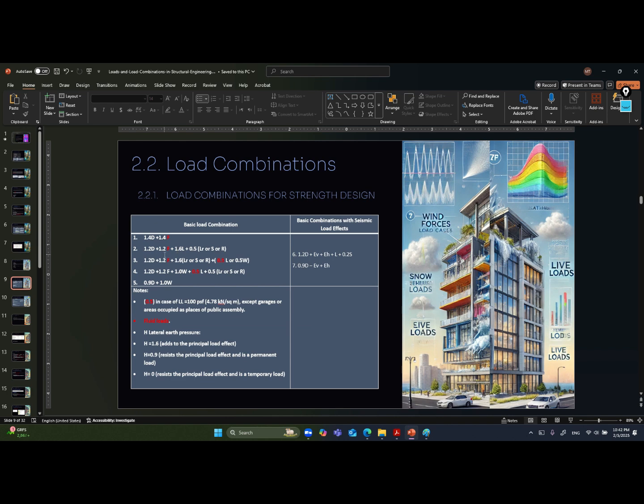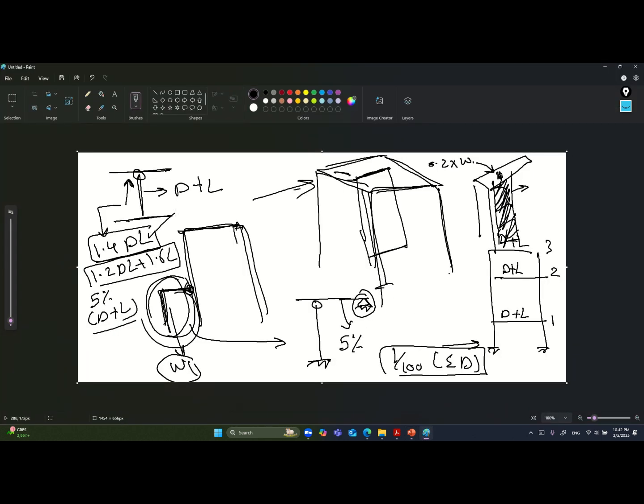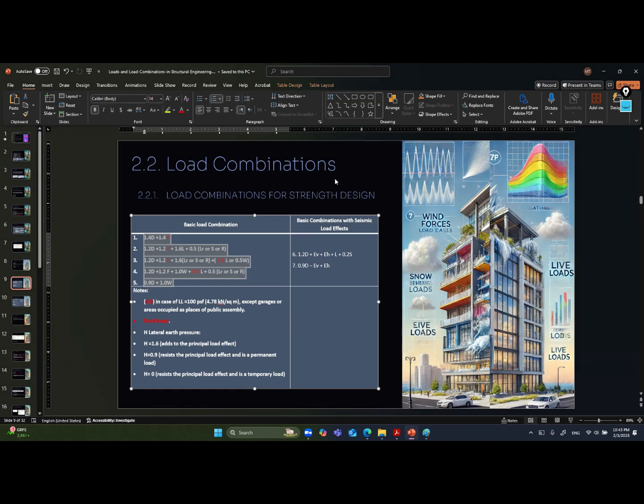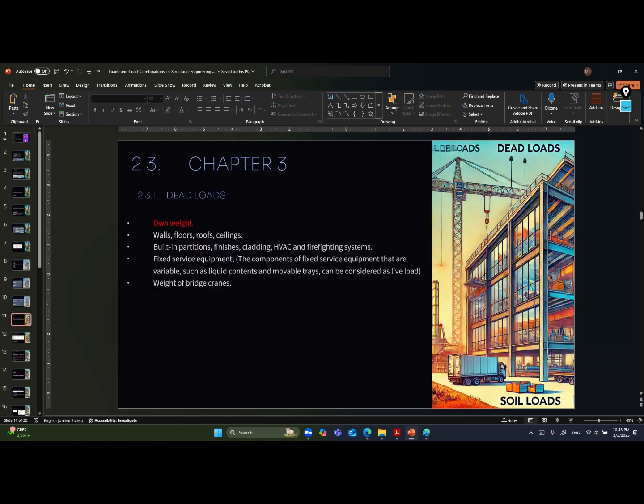So when he asks a question regarding the strength design of a beam, you will need to use these factors as I showed before: 1.2 dead plus 1.6 live load. It is important to understand that. Also, the allowable design will be used for the serviceability check if he asks about any serviceability requirement.